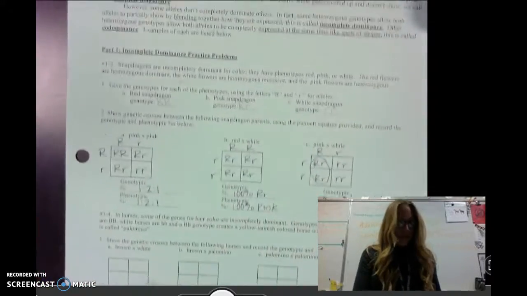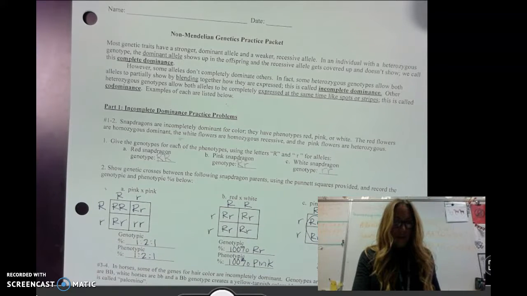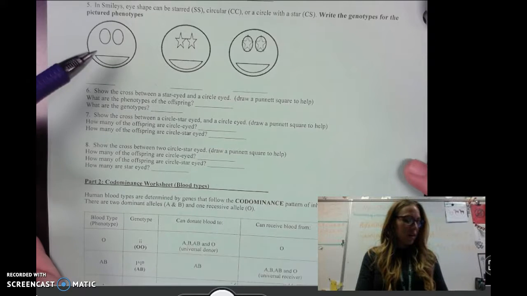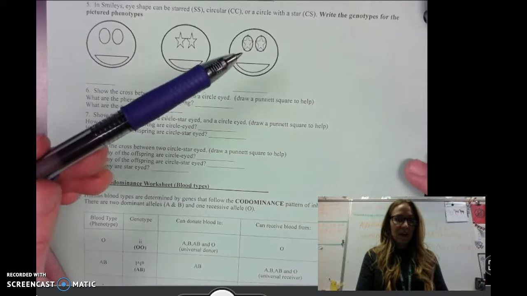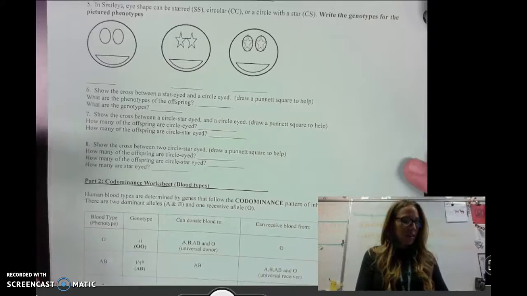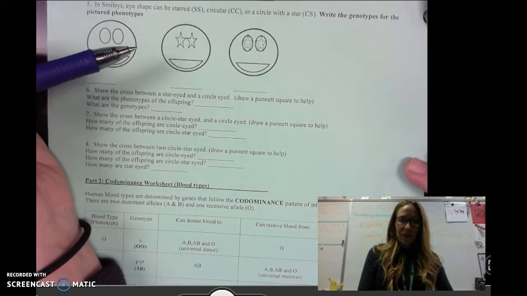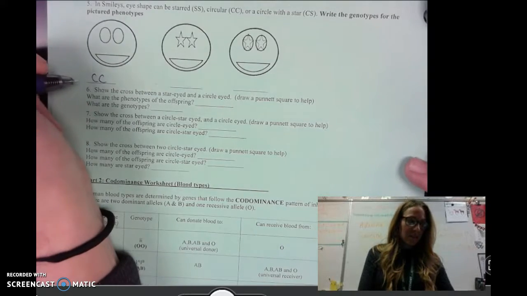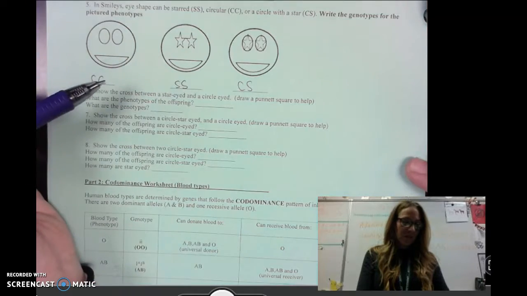All right, let's skip over to the next page. You can continue to practice this on this page by yourself, but the next page will help us a little bit. So in this scenario, we have a circle-eyed smiley face, a star-eyed smiley face, and then this circle star-eyed smiley face. And so we're going to use two different letters here. It doesn't matter what letters you choose as long as you get the right ratios. So here we're going to say that this is CC, this is SS, and in this case, circles with stars is going to be CS.